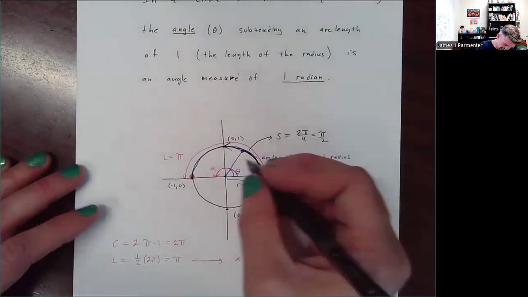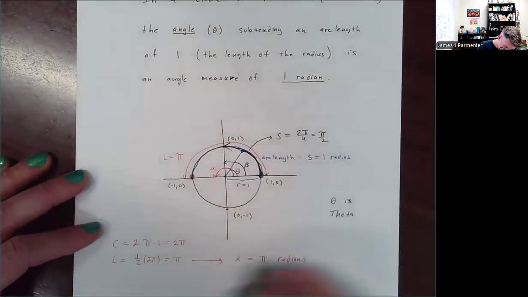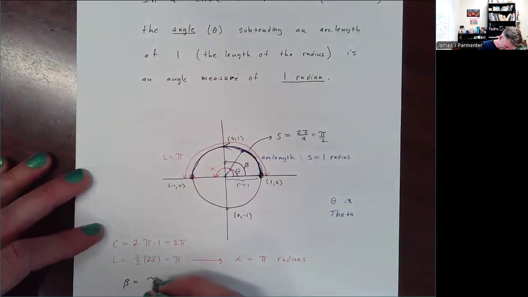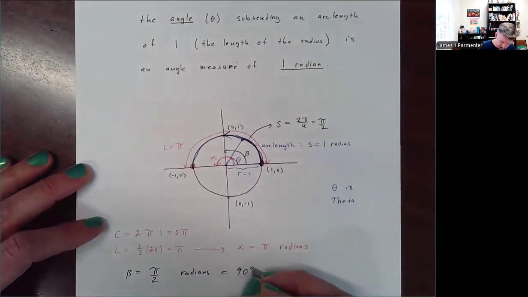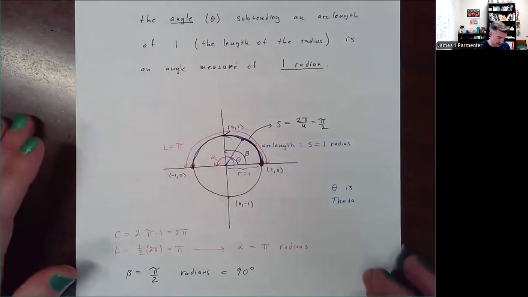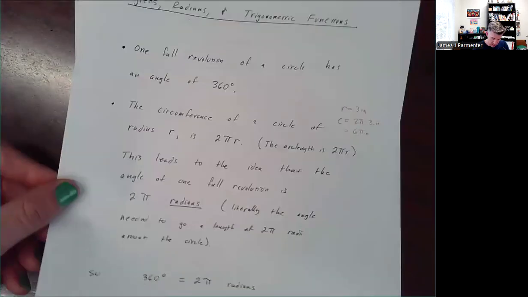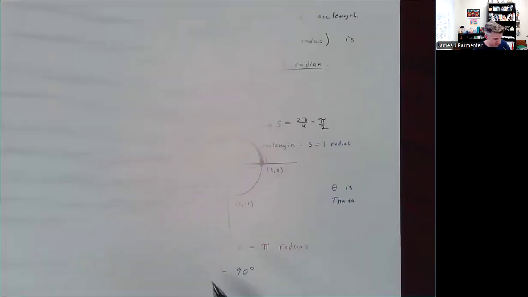But that exactly means that this angle here, which I'll call beta, is exactly equal to pi over 2 radians, or in degrees, 90 degrees. So there's always this correspondence between an angle in degrees and an angle in radians. And the way we convert from one to the other is by using the fact that pi radians is equal to 180 degrees.